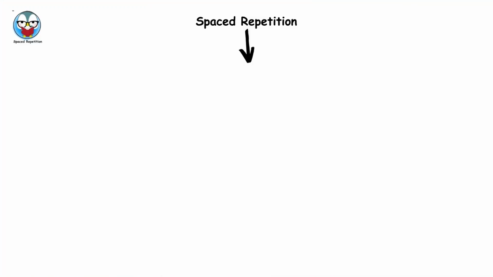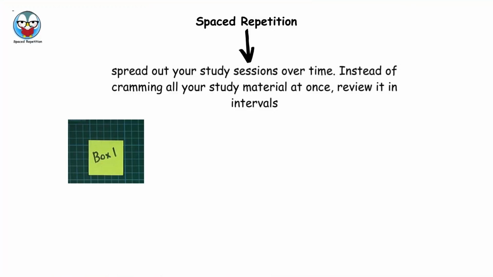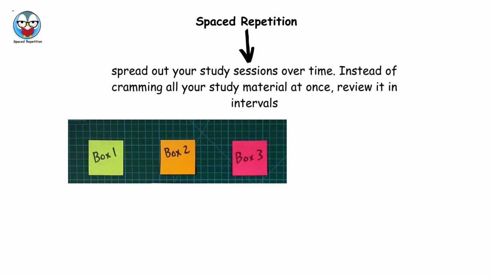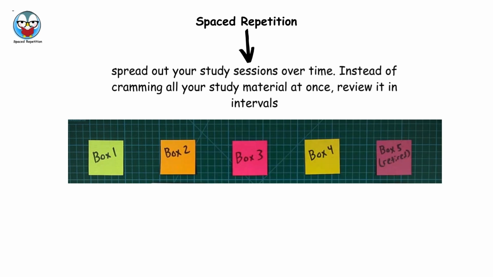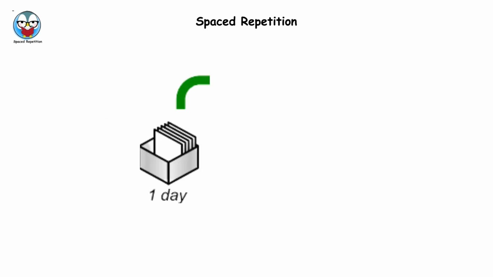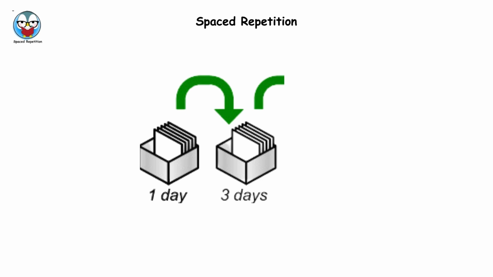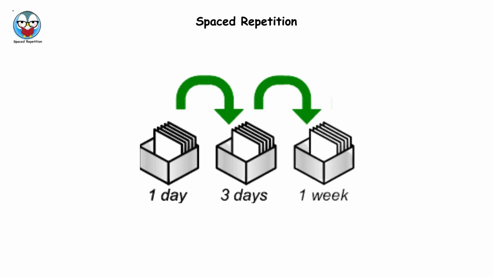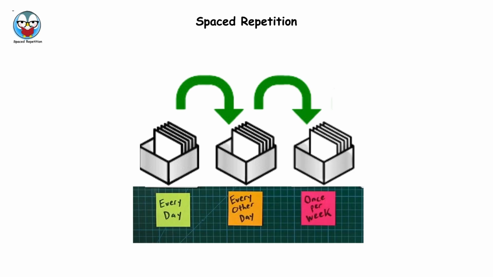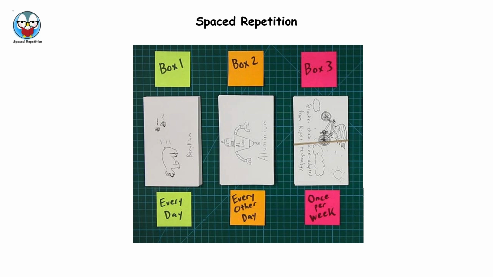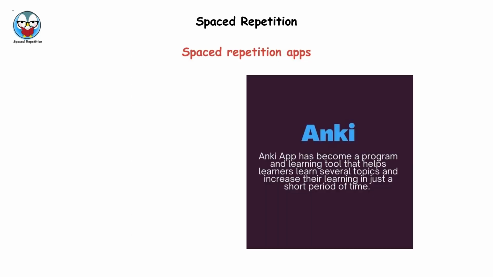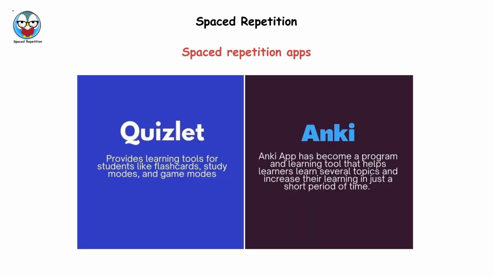Spaced repetition. Spaced repetition is a technique where you spread out your study sessions over time. Instead of cramming all your study material at once, review it in intervals. For example, review a topic after 1 day, then 3 days, then a week. Use tools like flashcards and review them at increasing intervals. Apps like Anki or Quizlet are great for this. It's like watering a plant regularly to help it grow.